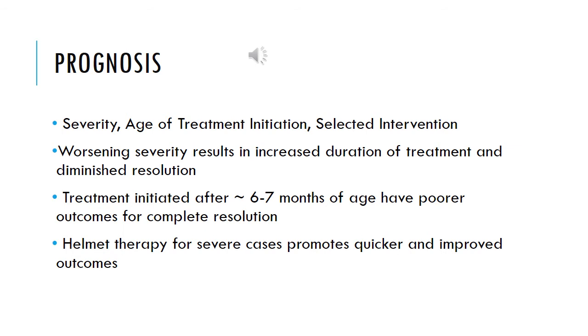Additionally, any treatment, regardless of if it's positioning and patient education, or if it's helmet therapy, which is also called cranial remolding devices, if it's initiated after 6 to 7 months of age, when the sutures have already begun to close a bit, those children are going to have poorer outcomes in achieving complete resolution, as compared to if you had started much earlier. And then prognosticating who is going to need a helmet and who isn't, we'll get to that in a few slides, but somebody who has a greater severity is really going to need that helmet for more resolution and a lessened episode of care.